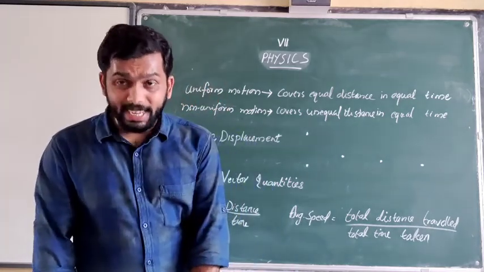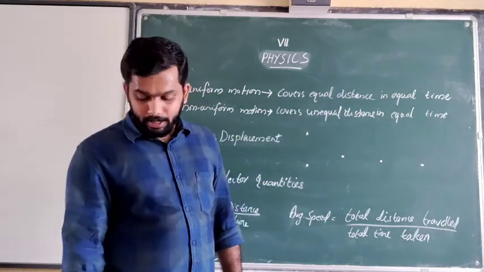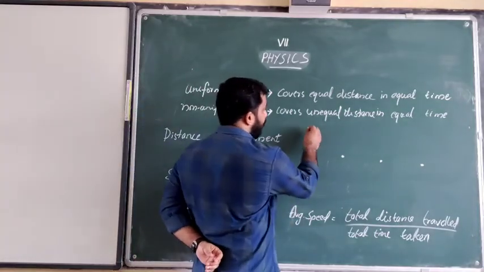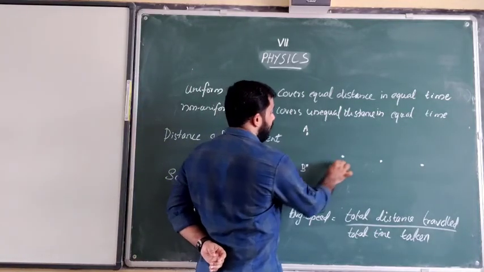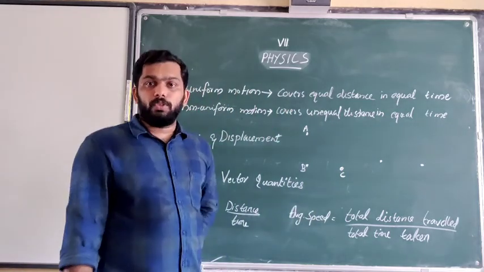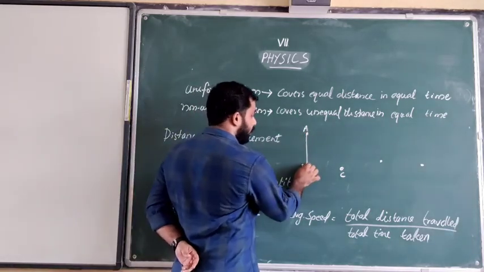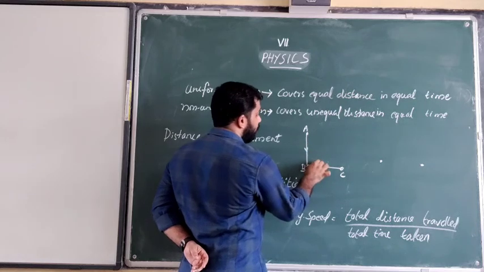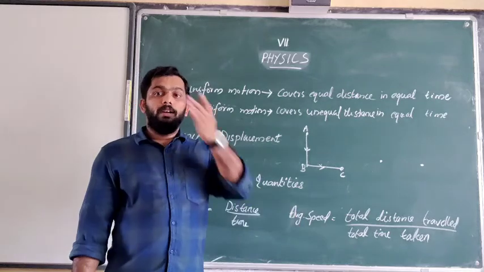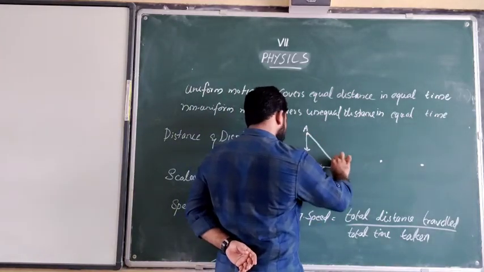Now, the second topic of today is distance and displacement. Suppose here I consider 3 points A, B and C. Suppose one person is going to travel from A to B, then from B to C. And another person goes directly from A to C.